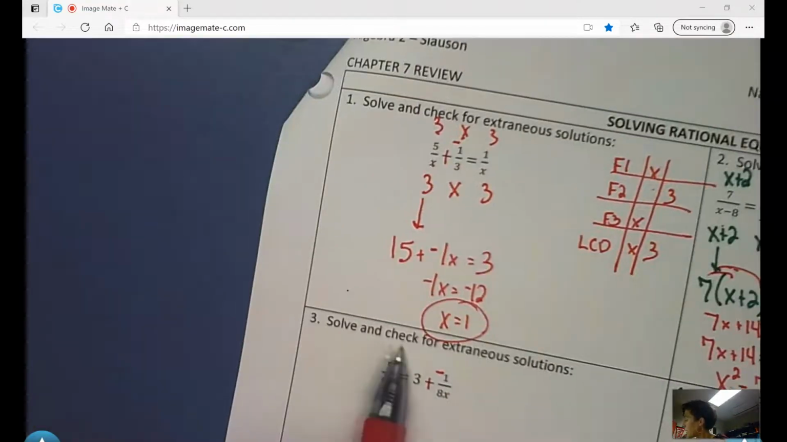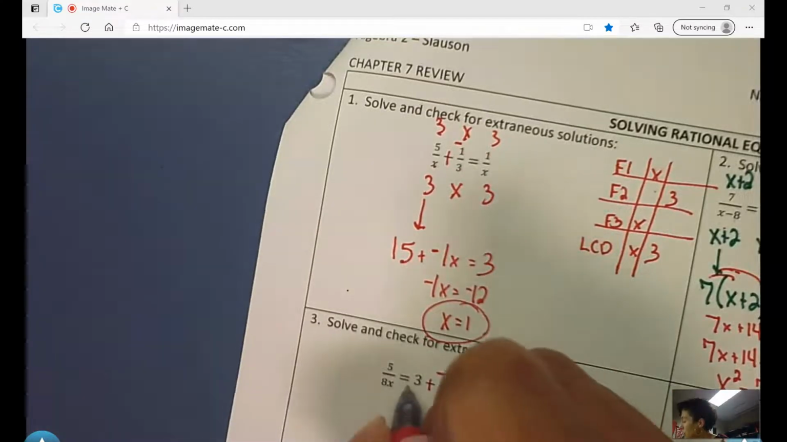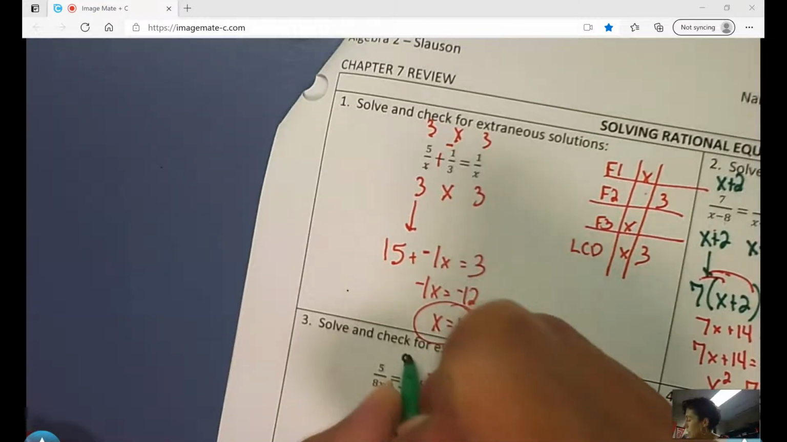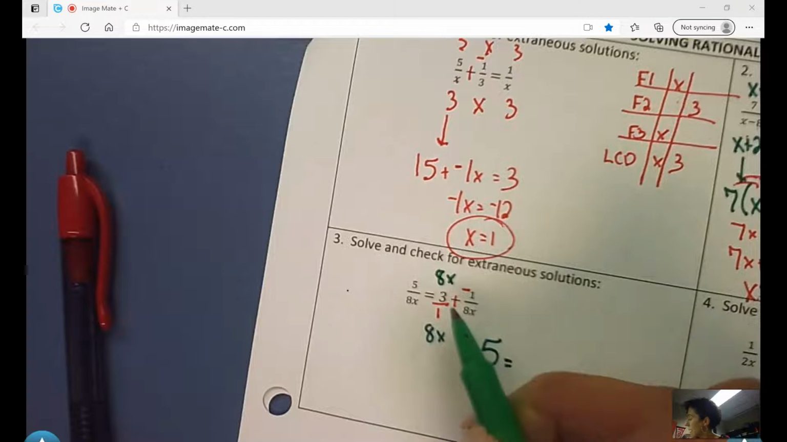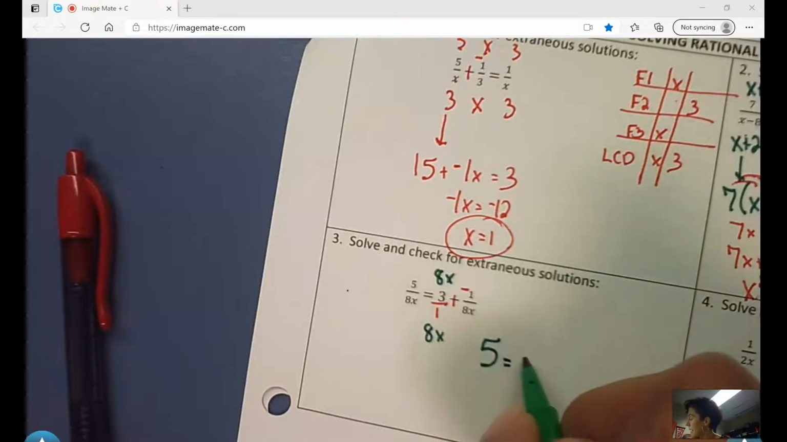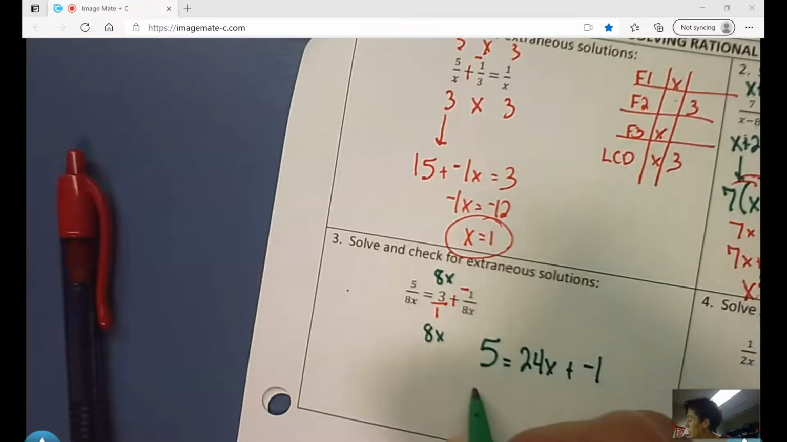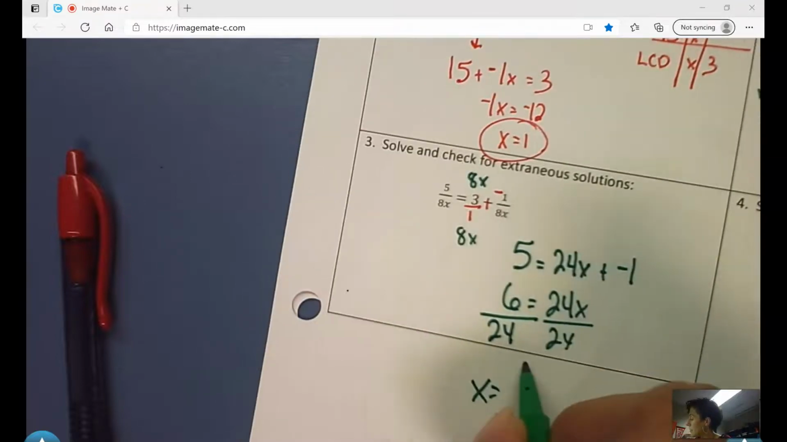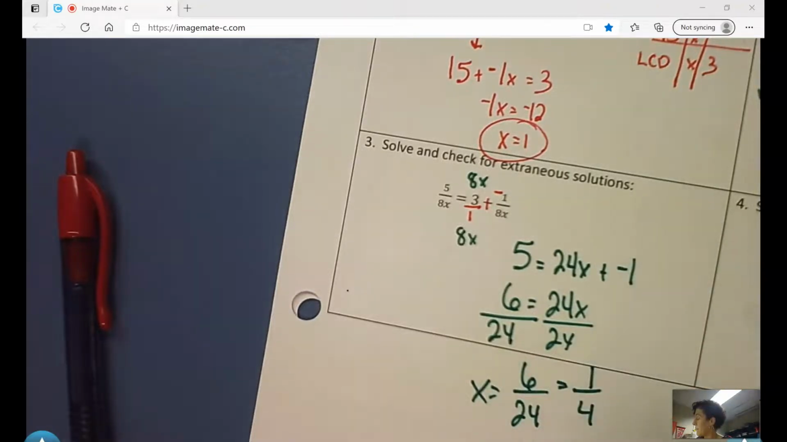Okay, solve and check for extraneous solutions. So here, if you notice, there's already a couple of 8x's, so we're just going to give this one the 8x that it needs. Whatever you do to the bottom, you do to the top. I'm going to let that denominator go much shorter now. I'm going to go ahead and multiply the 3 with the 8x to make 24x. And I'm going to add 1 to over here. And then I'm going to divide by 24. So when I'm done, my answer is 6 over 24, which is also 1/4.